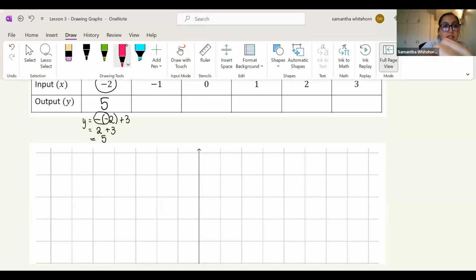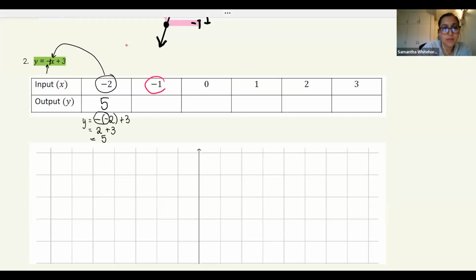If we have a look at the next one, we've got an input of -1. We say y is equal to -1 plus 3. Again, that negative situation gives us a +1 plus 3, and 1 plus 3 is 4. So we are able to get our outputs using substitution, as we did in the very first example.